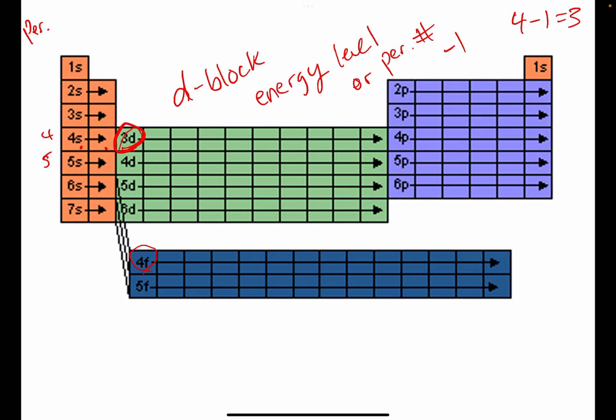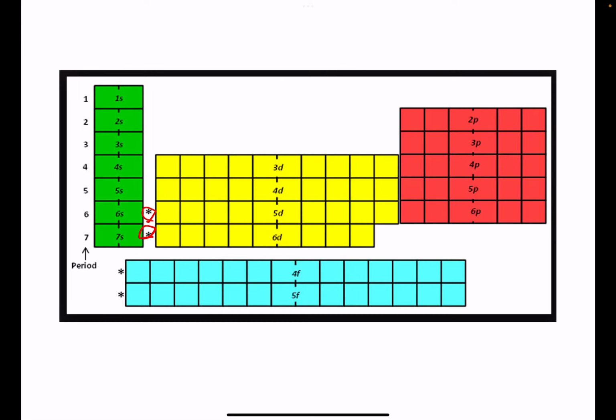Is everybody following me so far? If you need to pause the video and come back and recap on what I just said, you can. But just know for the D block, our period number, which represents our energy levels, you minus 1 to give you the number for the D block. Now I'm going to go back to our picture.